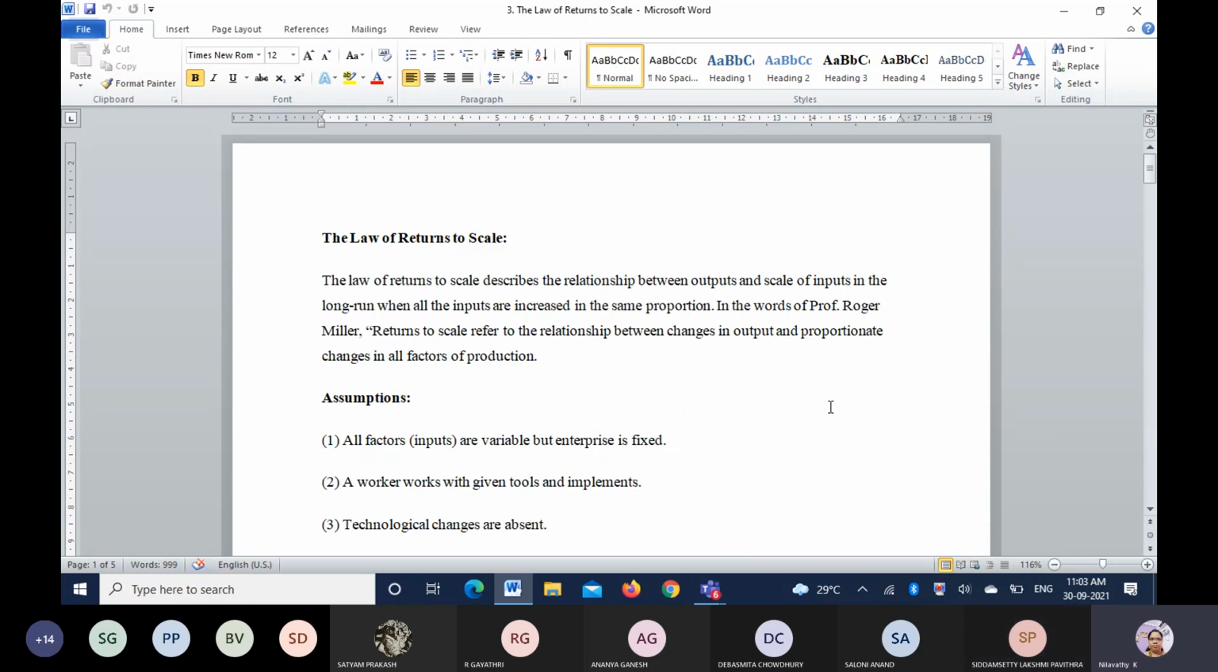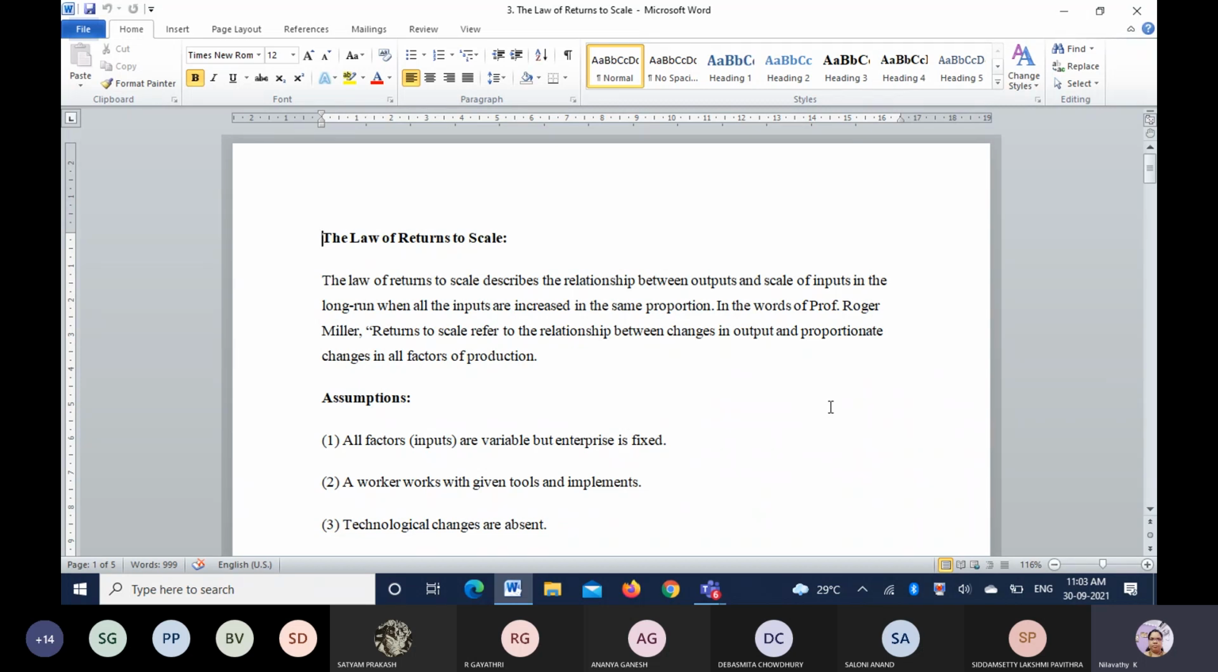So this is law of returns to scale. Law of returns to scale means, returns means the output, like what we are going to get, to the scale. Scale means the input proportions, like in what proportion or in what form these inputs are used. If there is going to be an increase in the scale alone, how the returns will be changing. That is what the concept is.